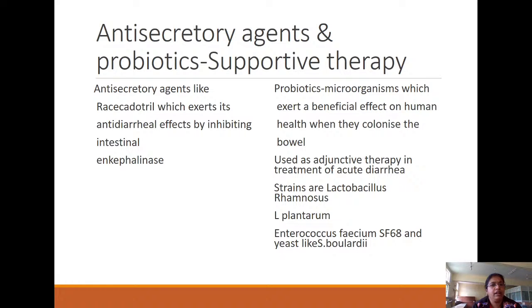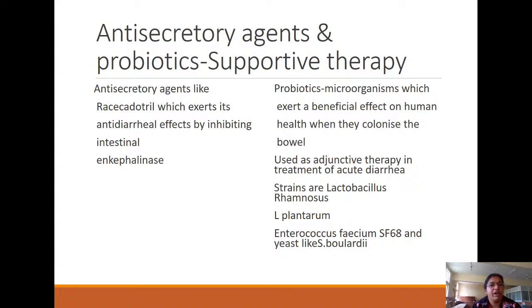Then anti-secretory agents and probiotics. So now we have covered the fluid, antibiotics, and supportive management like ORS and zinc. Then probiotics and anti-secretory agents like racecadotril, which produces an antidiarrheal effect by inhibiting intestinal enkephalinase. So it decreases the secretion by inhibiting intestinal enkephalinase.